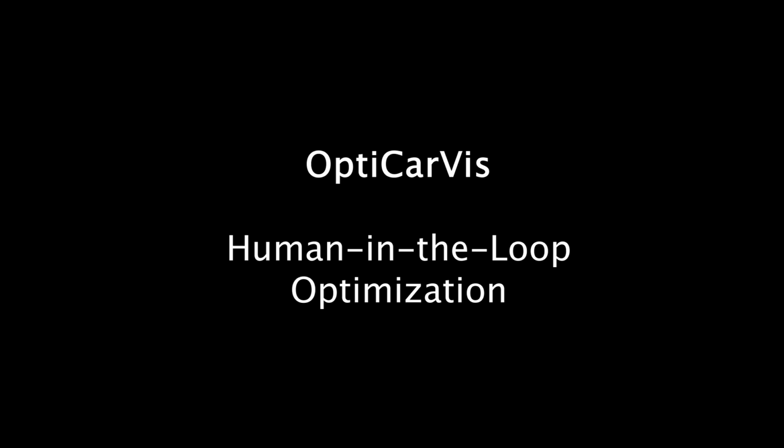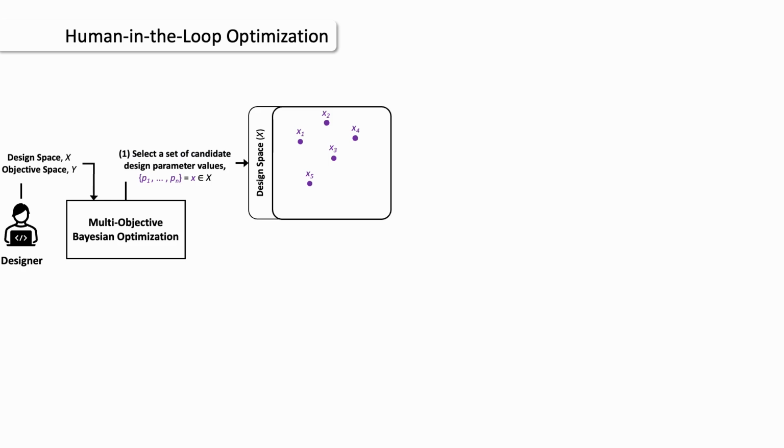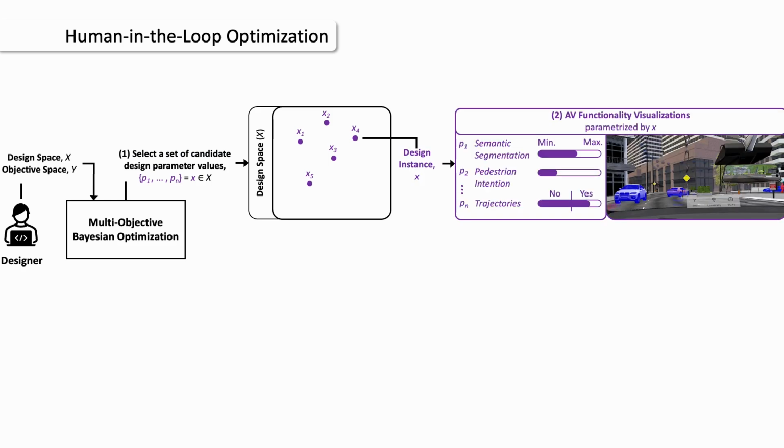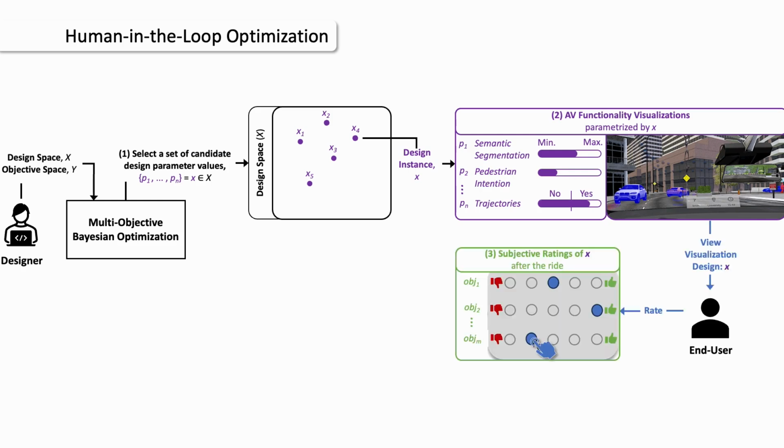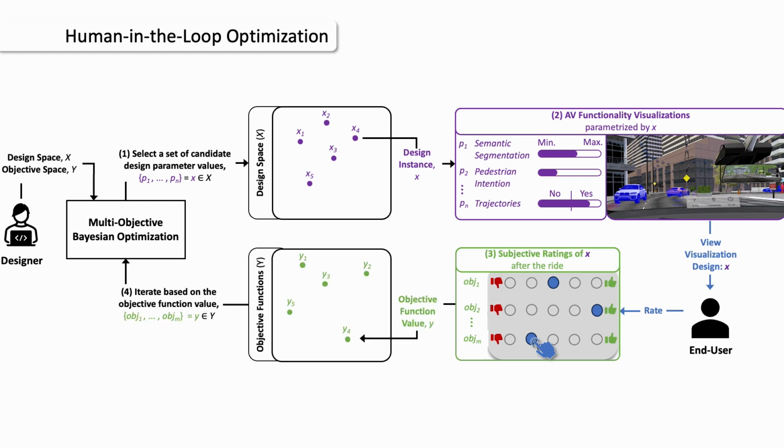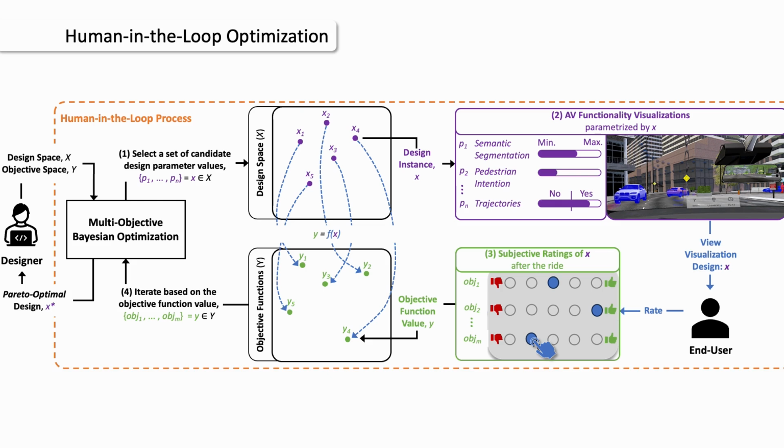To address this, we introduce OptiCarVis, a human-in-the-loop optimization approach. The optimizer starts by selecting parameter values, like semantic segmentation transparency, from the design space. The user experiences this design during the ride. The user ratings are then used as objective function values, such as perceived safety and trust. By modeling the function, f, using each iteration's feedback, the optimizer can predict the impact of adjustments and find optimal designs in just a few iterations.